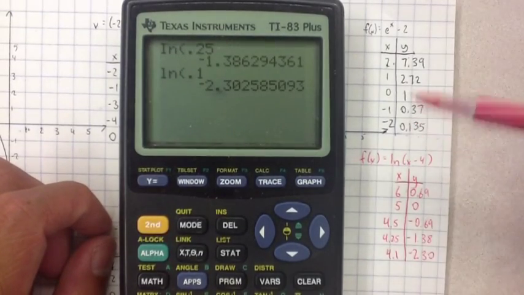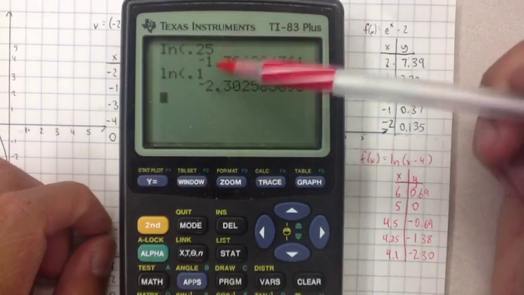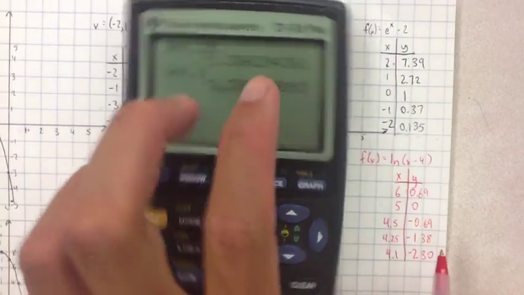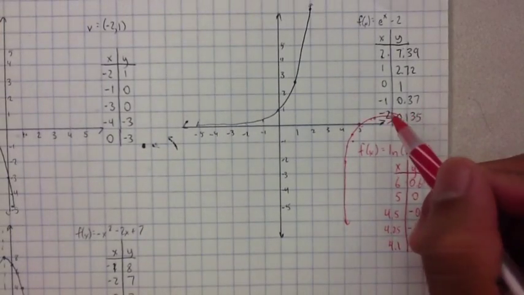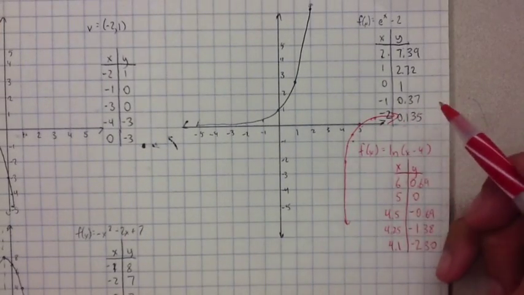And after I plug those in, because 4.1 minus 4 is 0.1, that's why I plug these numbers in, I get these coordinates, and I'm just going to plot those. I'm going to get something that looks like this.